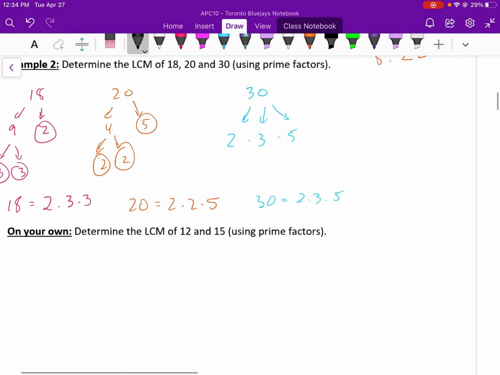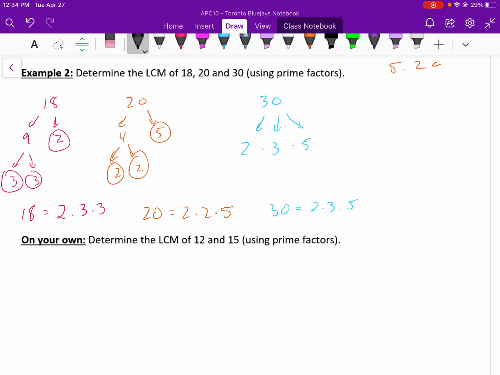Now, I am just going to take 18, 20, and 30. And you may have noticed I have broken up each number into the prime factors. Now, I'm going to create a box here. Why a box? I don't know. Because. I need to ensure that I'm including all of the prime factors with no repetition. So I might make this box a little bit bigger.